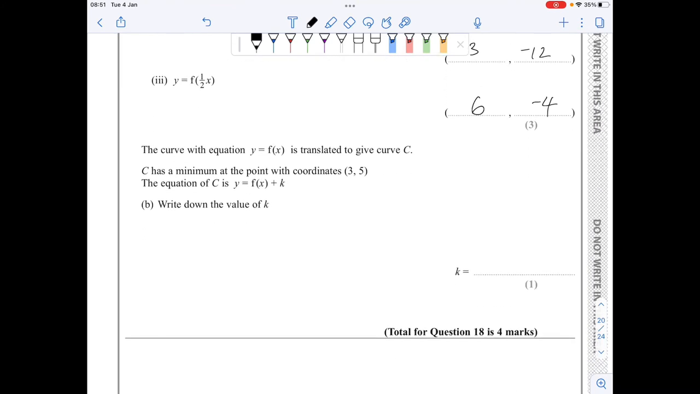In part B, the curve is translated to give a new curve. This new curve has a minimum at 3, 5. So basically, I'm going from 3, minus 4 to 3, 5. So I am translating my graph 9 units upwards, so k is equal to 9.